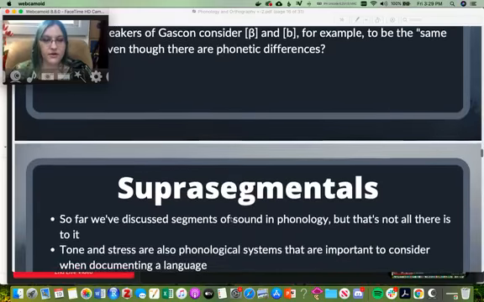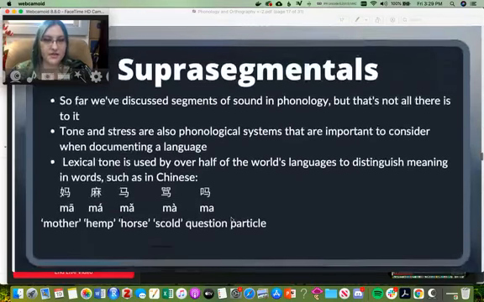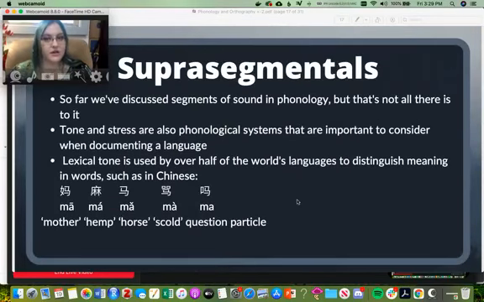Okay, so far I've been talking about segments of sounds, but that's not all there is to it. There are something called suprasegmentals, things that are above the segment, and some of the most common examples of this are tone and stress. And these are also phonological systems that are important to consider when you are starting to document a language, to figure out how these systems work.